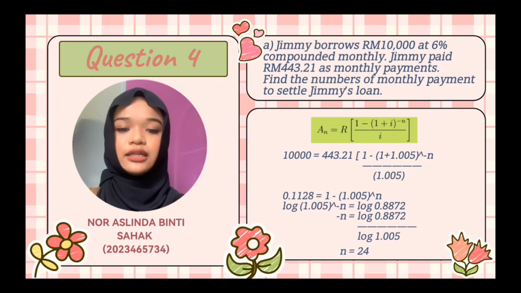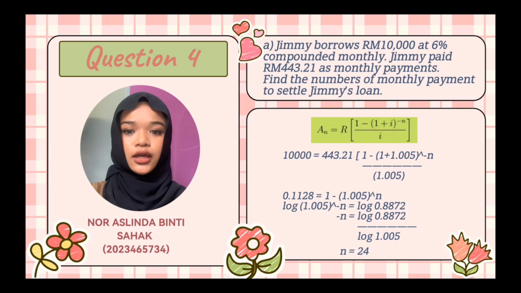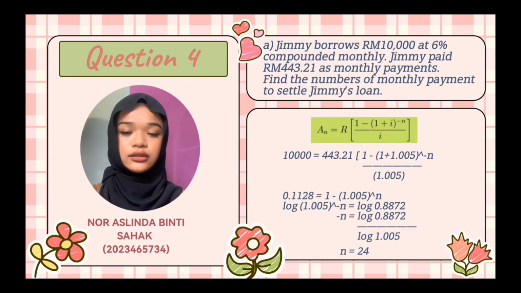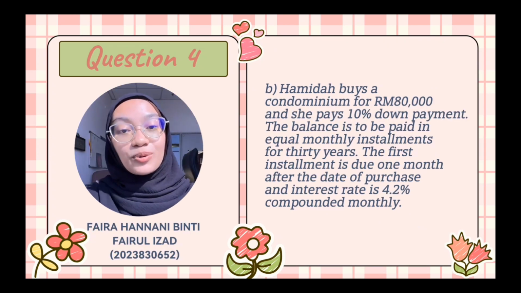Now, we can substitute all the information given into the formula. So, A is 10,000 equals R, which is RM443.21, in bracket 1 minus 1.005 to the power of negative n. To get n, we need to divide log 0.8872 with log 1.005. So finally, the number of monthly payments that we get is 24. Now we are moving on to question 4b.